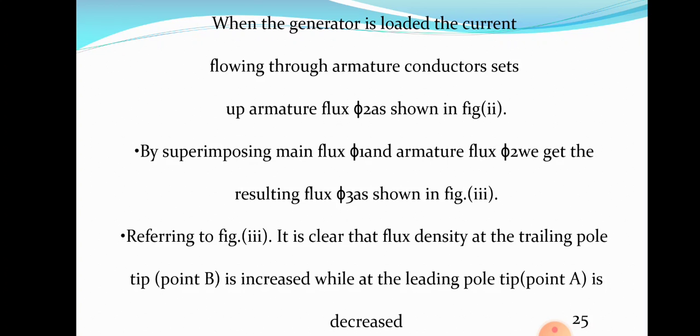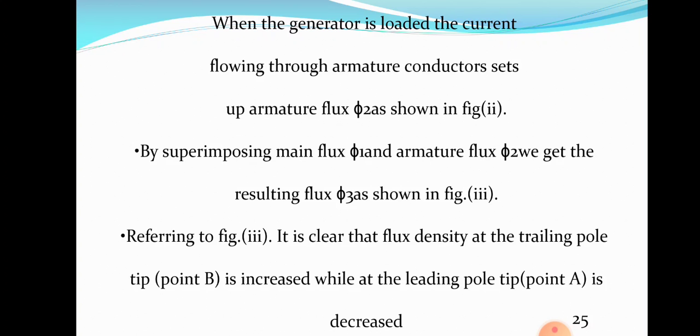That means in figure 1 there is only phi 1, that is under no load condition. In figure 2 there is only phi 2. Such a condition doesn't arise, so imagine that there is only armature current. Practically such a case is not possible because the main flux is always there. There is always main flux in a DC generator.